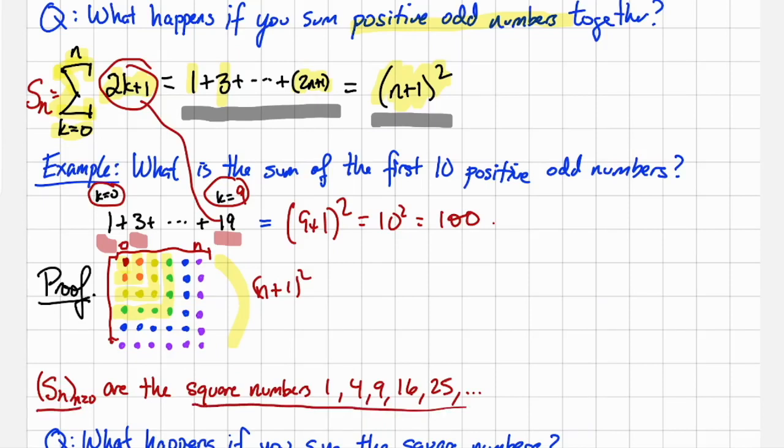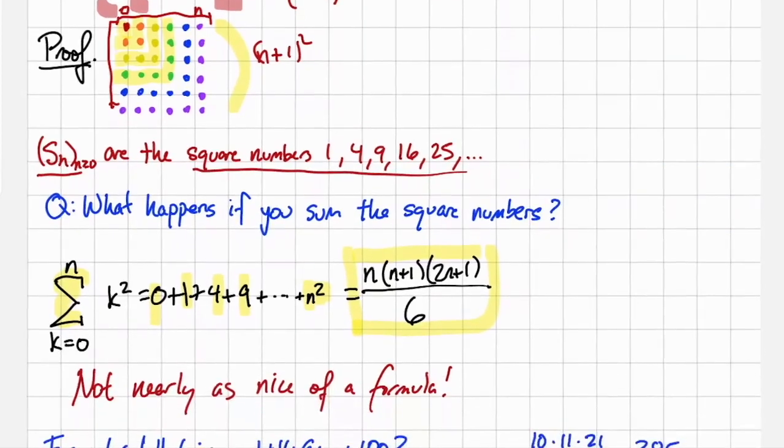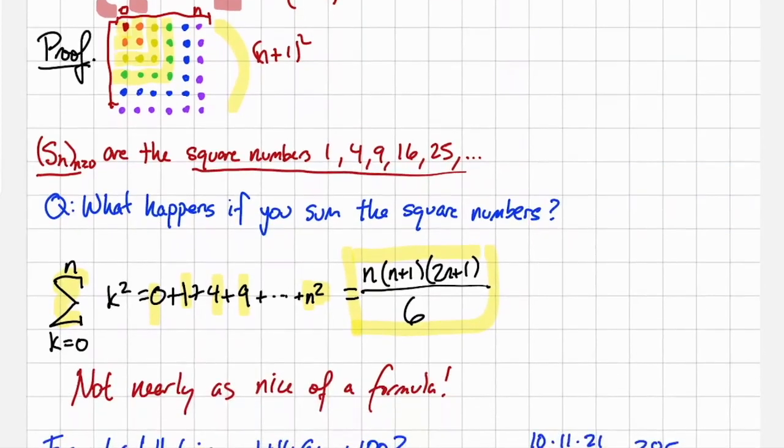So a natural question would be, what happens if you sum the square numbers? If we take the sum from k equals 0 up to n of k squared, so 0 plus 1 plus 4 plus 9 plus 16 all the way up to n squared, the sum of that is n times n plus 1 times 2n plus 1 over 6.